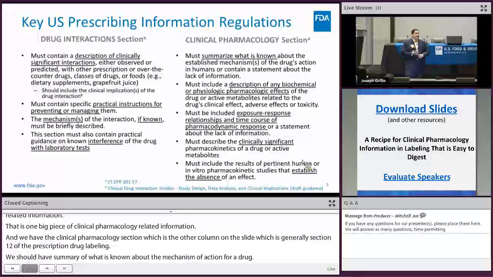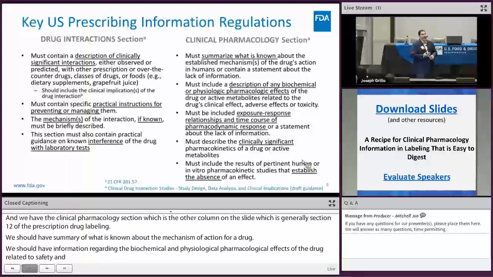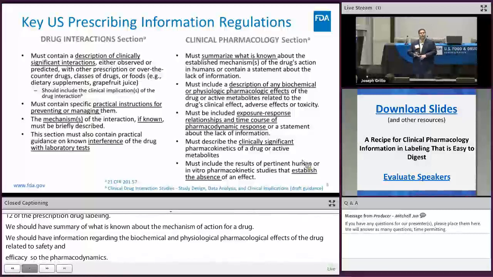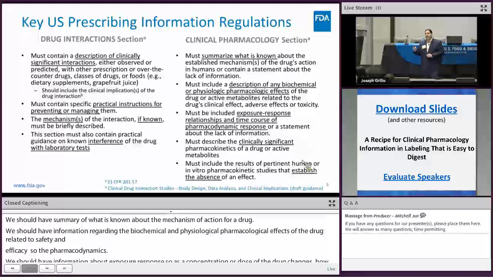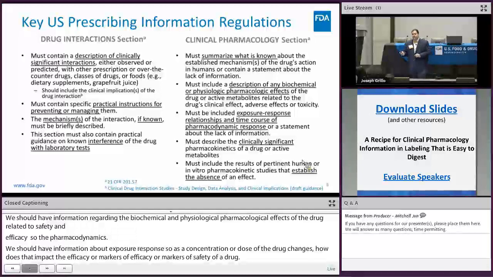So as the concentration or the dose of a drug changes, how does that impact the efficacy or markers of safety of a drug? And, which is also key, if we don't have that information regarding exposure response, we need to say that we don't have that information. Similar to the mechanism of action, where we also need to say if we don't know the mechanism of action, we need to say it's unknown.